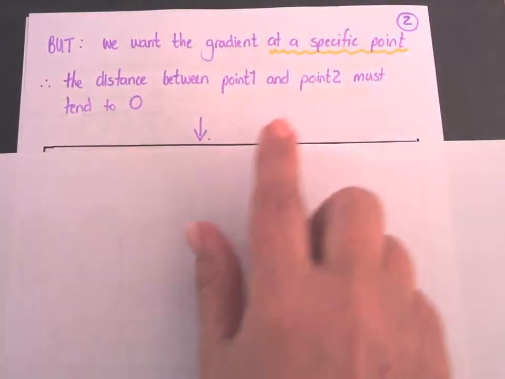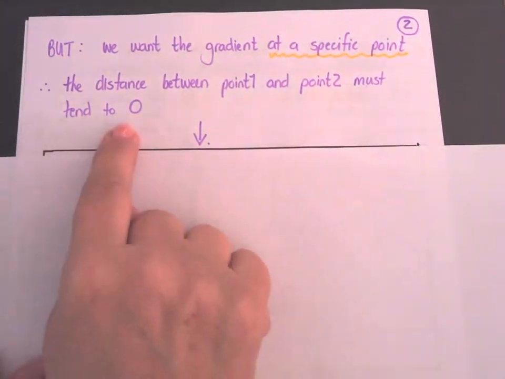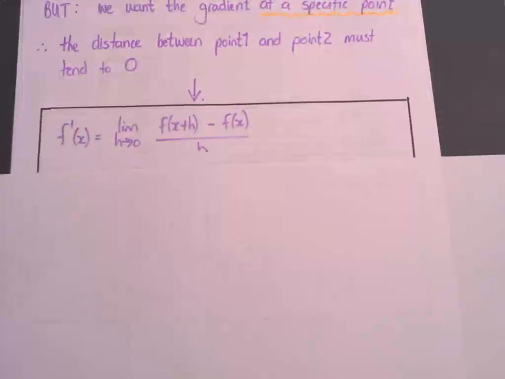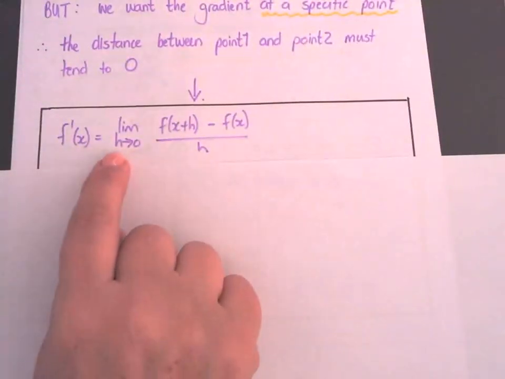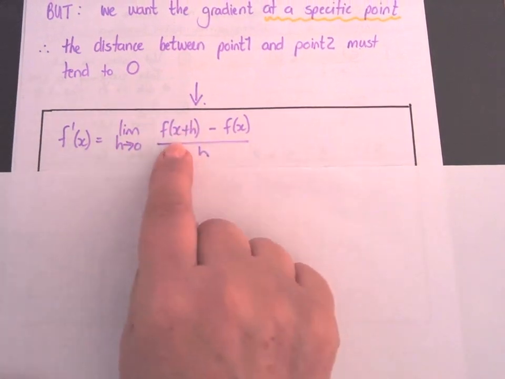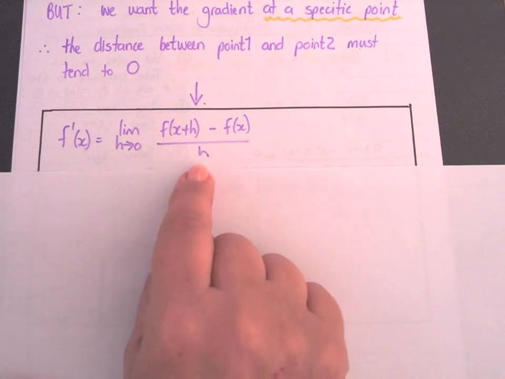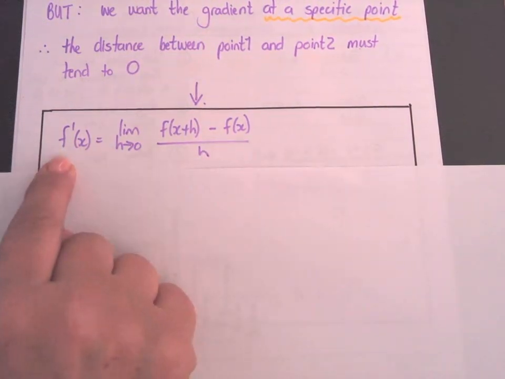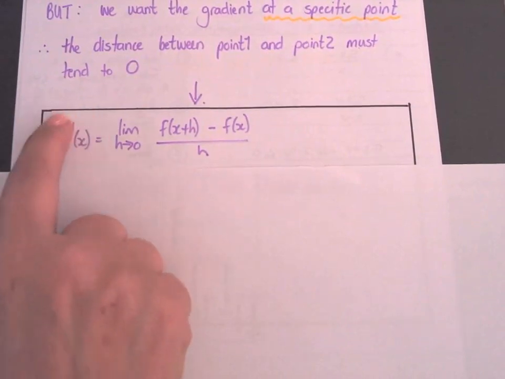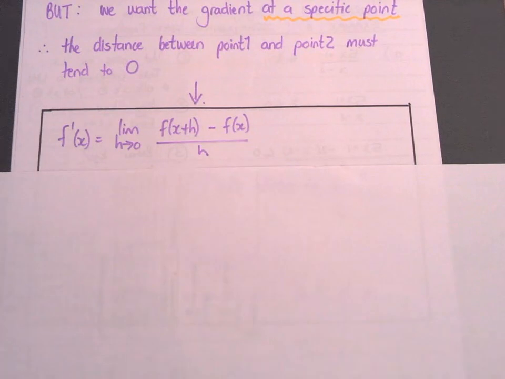Specific point, we need to move the second point further and further towards the first point, so the distance of h tends to 0. And that's where the limit comes in. h must tend to 0, and then we say the second y value minus the first y value over h will give me the first derivative. And this represents the gradient of a curve.